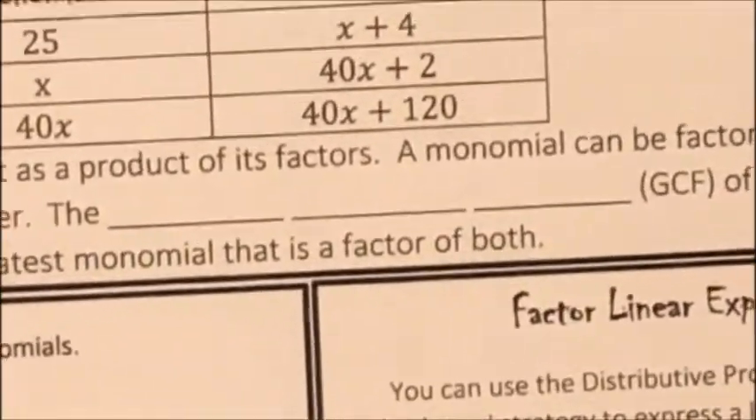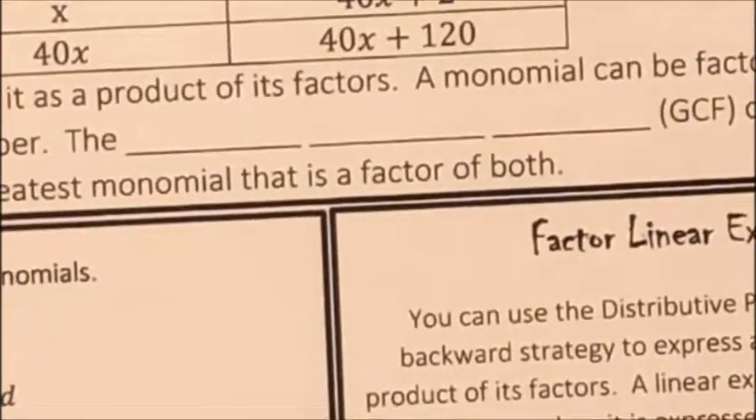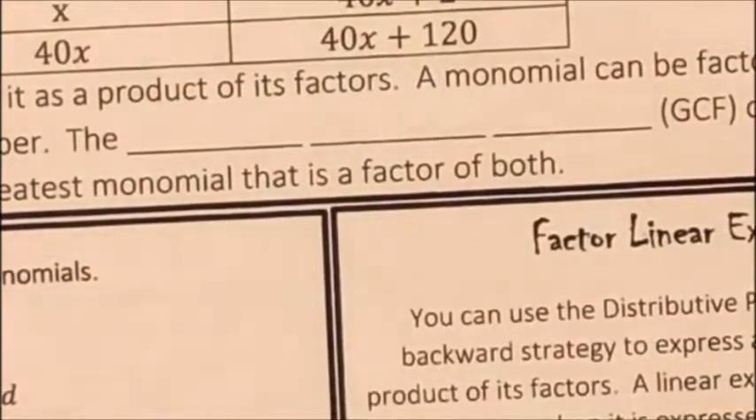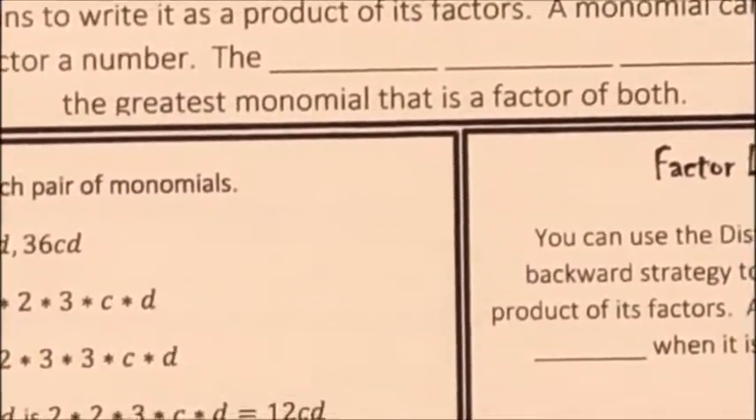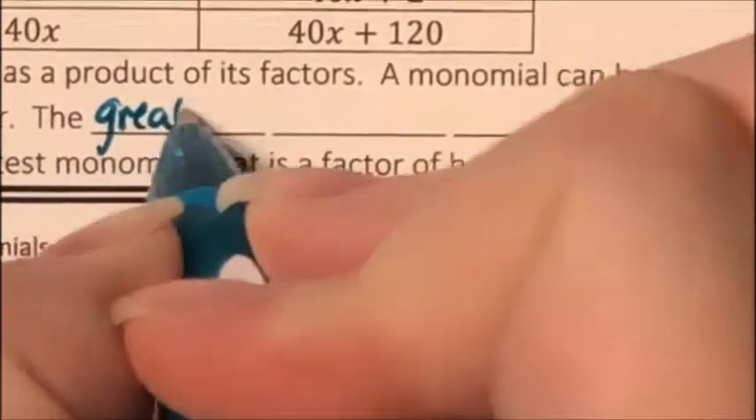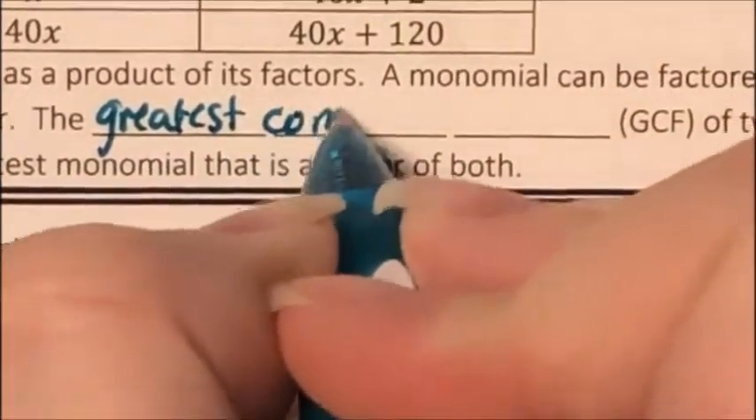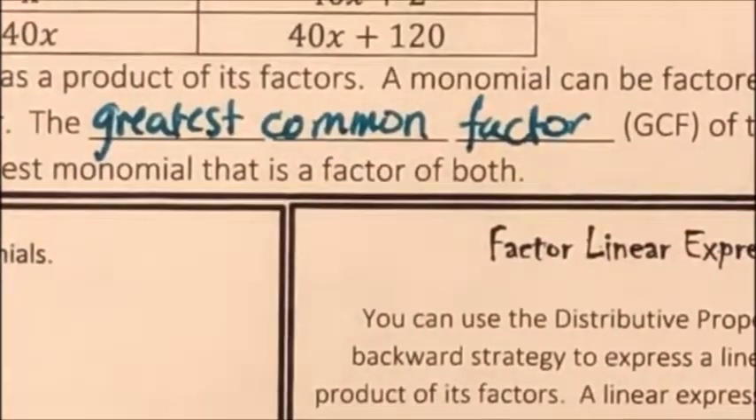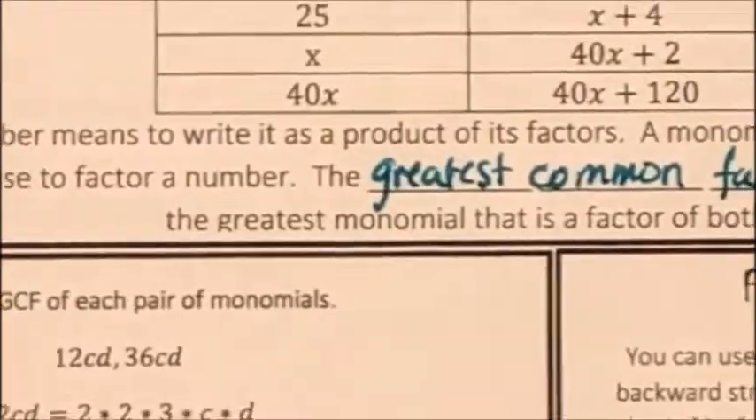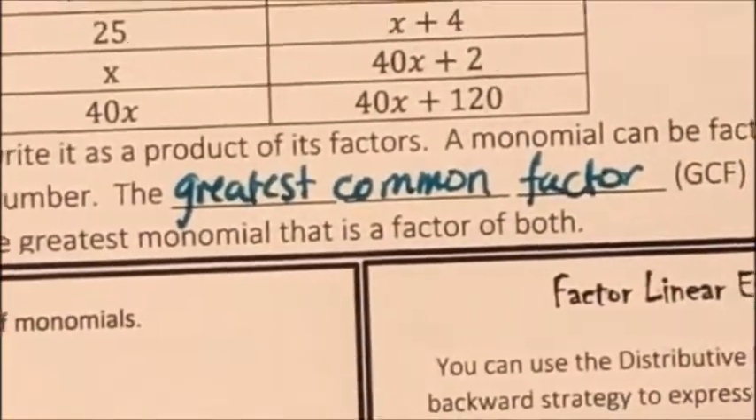The blank GCF of two monomials is the greatest monomial that is a factor of both. So in those three blanks, you're going to write greatest common factor. So the greatest common factor, or GCF, of two monomials is the greatest monomial that is a factor of both.